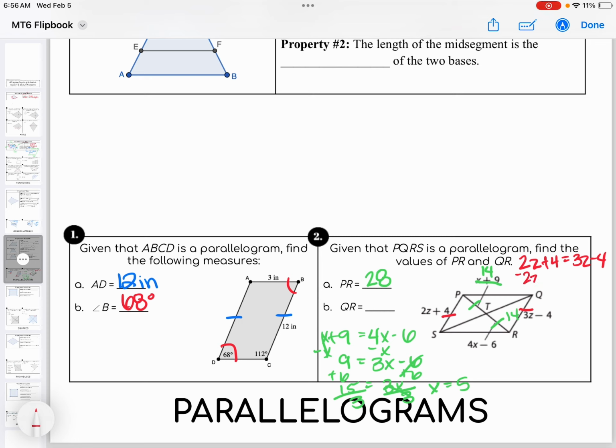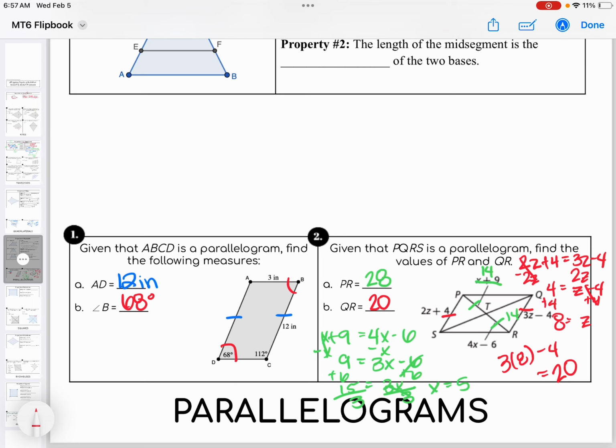So I'm going to subtract 2z from the side. And I'll end up with 4 equals z minus 4. So add 4. Z is going to equal 8. Well, if z equals 8, I'm going to plug that back into QR to figure out what that is. So 3 times 8 minus 4. 3 times 8 is 24 minus 4, and that should be 20. So QR is now going to be 20.